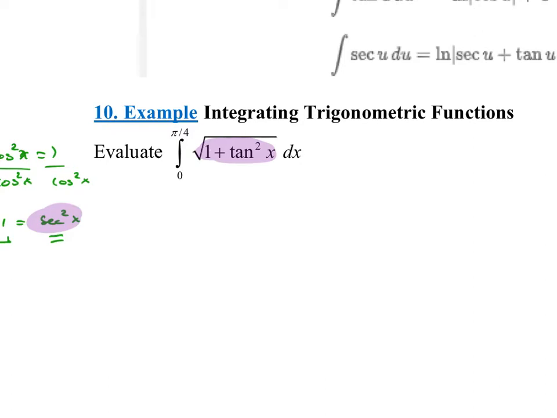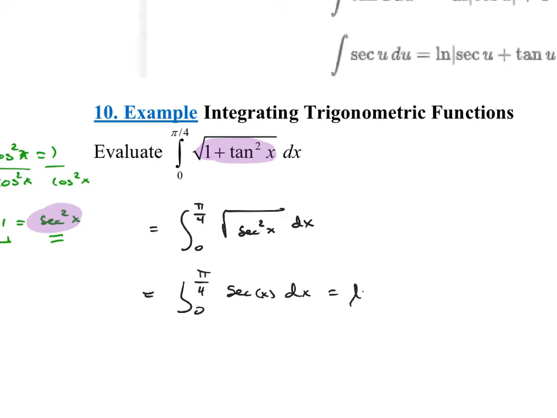So what's this the same thing as? This is the same thing as the integral from 0 to pi over 4 of the square root of, instead of 1 plus tangent squared of x, we just said that that's secant squared of x, dx. Well, the square root of a square is just simply the original function. So this is going to be the integral from 0 to pi over 4 of secant of x dx. That's one of the integrals that we just did, right? This is equal to the natural log of the absolute value of secant x plus tangent of x, evaluated from 0 to pi over 4.